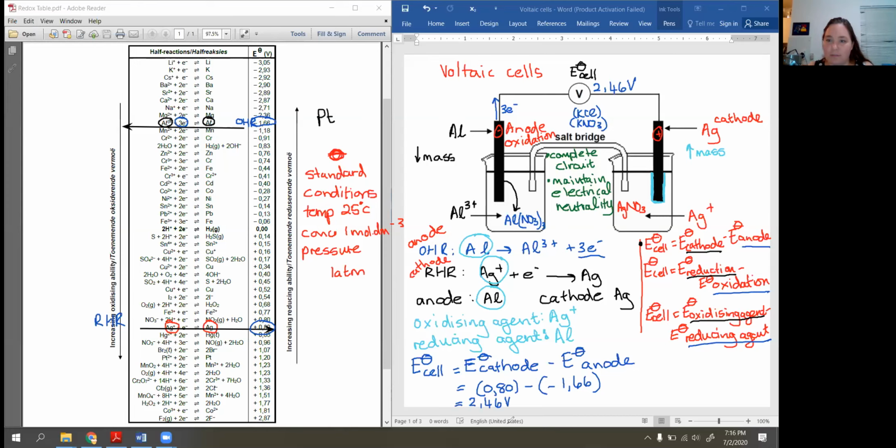All right, I'm going to quickly ask a question just because I want to check that everybody's still here. Which cell would you set up if you wanted to get the maximum possible voltage? Any input from anybody? Which two half reactions would you use?